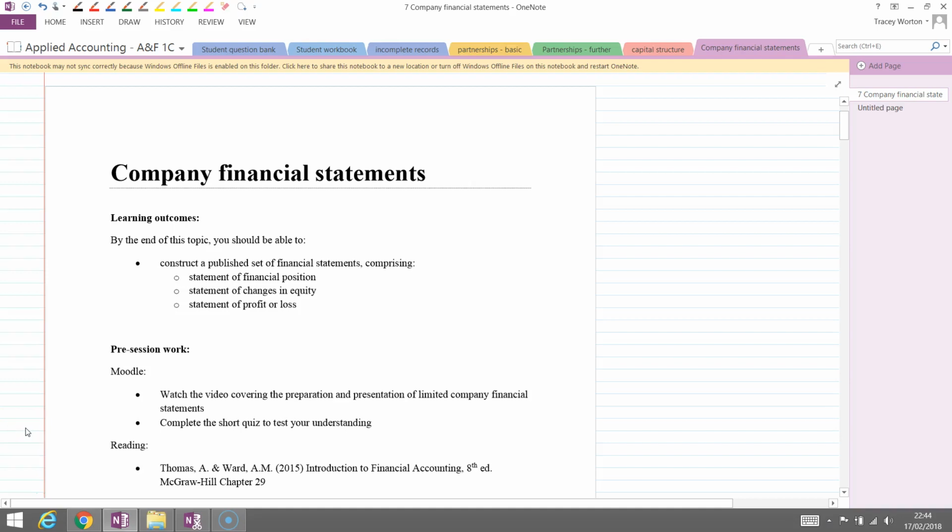So this is a short introduction into the company financial statements. The published set of financial statements for a company will comprise a statement of financial position, a statement of changes in equity, and a statement of profit or loss. Chapter 29 of your textbook will also follow through with these ideas.